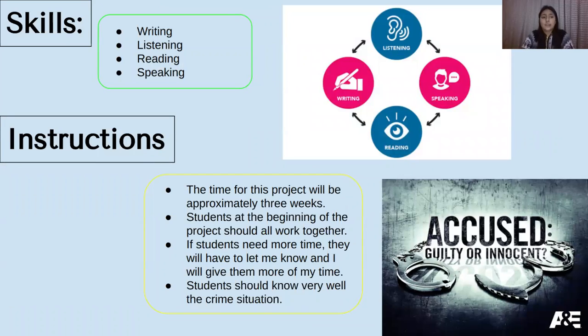The skills in this project are writing, listening, reading, and speaking. The instructions: the time for this project will be approximately 3 weeks. The students at the beginning of the project should all work together. If the students need more time, they will have to let me know, and I will give them more time. Students should know the crime situation very well.